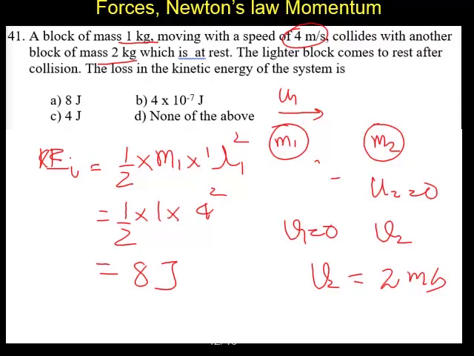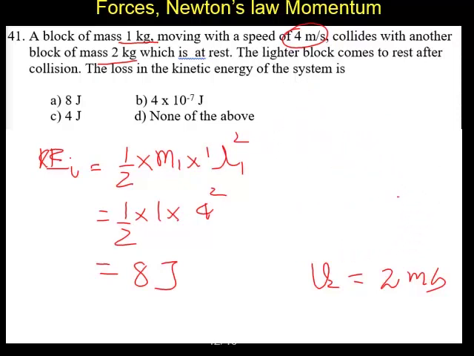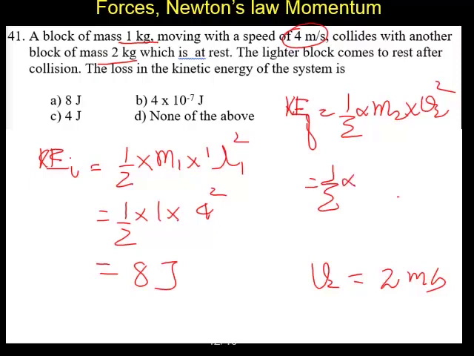Now what is the final kinetic energy? We now calculate the final kinetic energy. Kf is half m2 v2 square, since only the second body is moving. So it is half into m2, given as 2 kg, into v2, given as 2, so 2 square, so the answer is 4.